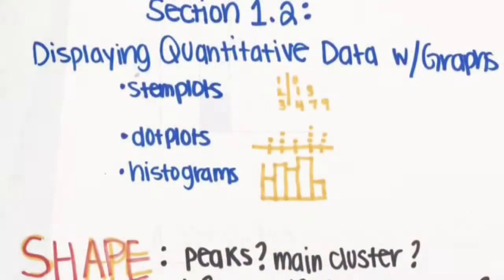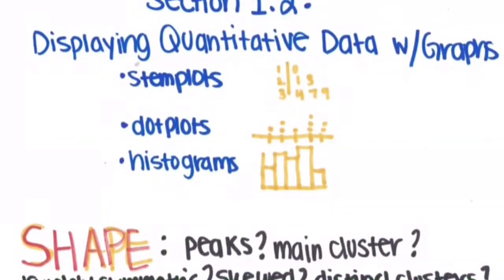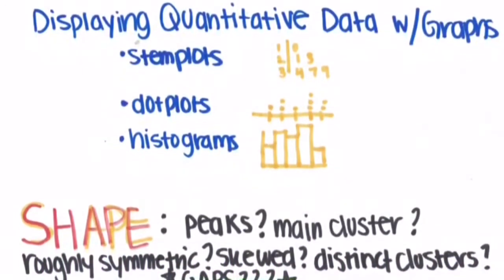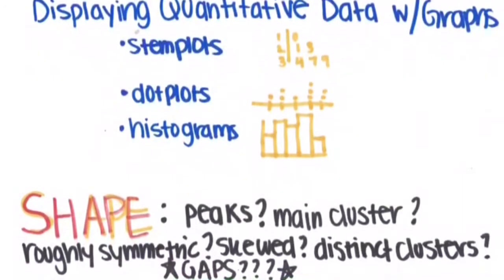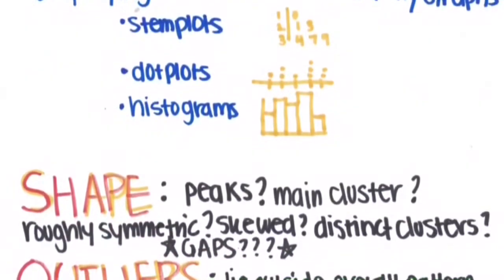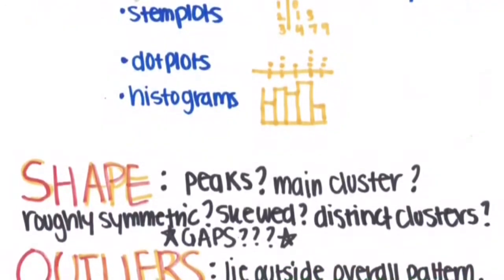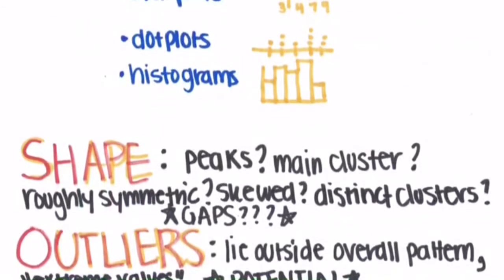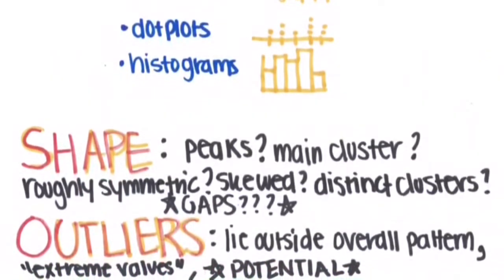The three graphs that you can use to display quantitative data are stem plots, dot plots, and histograms, and you can see on the side what they look like. We can describe these types of graphs with SOCS: shape, outliers, center, and spread. We basically know how to do this already, so I'm not going to go too much in depth. For shape, you're looking at where the peaks are, where the main cluster of data is, and whether it is roughly symmetric or skewed.